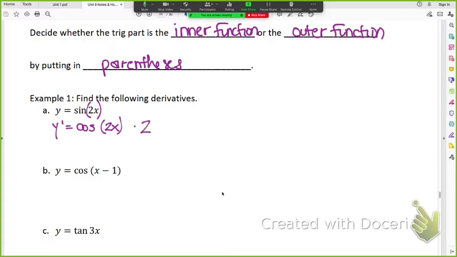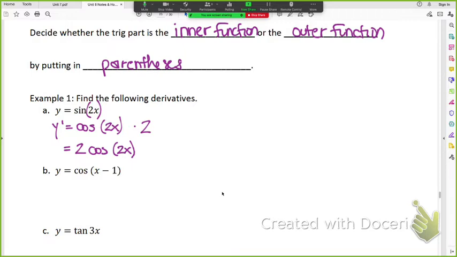Now, I saw this on some of your product rule, quotient rule quizzes. That 2 does not get multiplied by the 2x. Okay? That 2x is already in parentheses. It's locked there by itself. Where's the only place I could put that 2? In front of the cosine. Any issues or questions as to where that comes from?